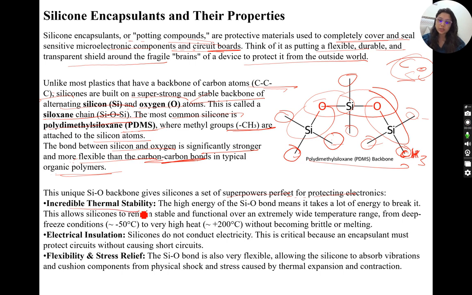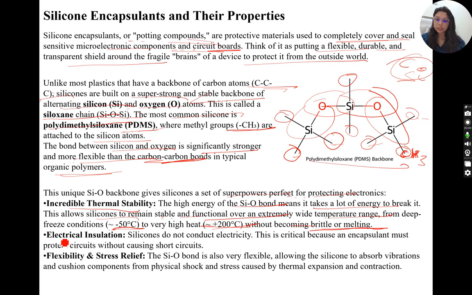They can incredibly increase thermal stability. The high energy of the Si-O bond means it takes a lot of energy to break. This allows silicone to remain stable and function over an extremely wide temperature range, from deep freeze conditions like -50 to very high heat like +200, without becoming brittle or melting. Such a system can be used in automotives as well, where the temperature suddenly increases because of heat generated by the engine. And sometimes in freezing conditions, like if you're working in a country where it is snowing heavily, at -50 or in parts of a machine where the temperature is very low, these polymers can help form coatings or adhesives at that place also.